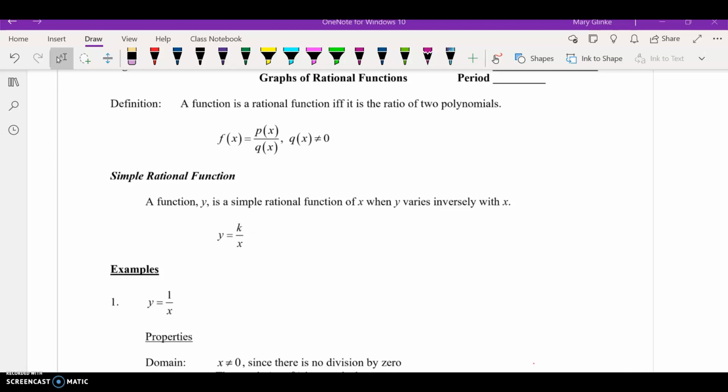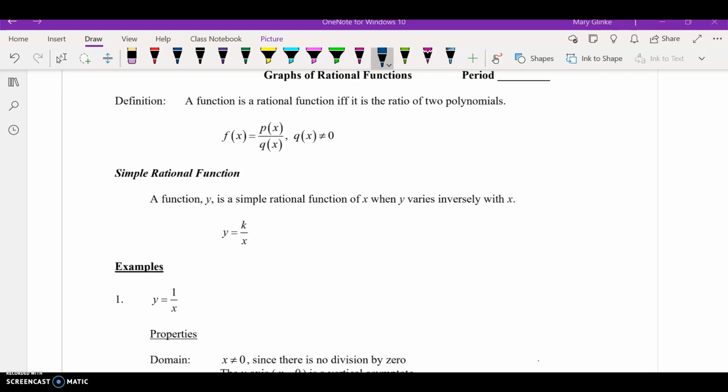Hello, today we're going to be graphing rational functions. So rational functions are ratios of two polynomials. So you're going to take one equation and divide it by another equation. Today we're going to be working with linear equations for p of x and q of x up here.